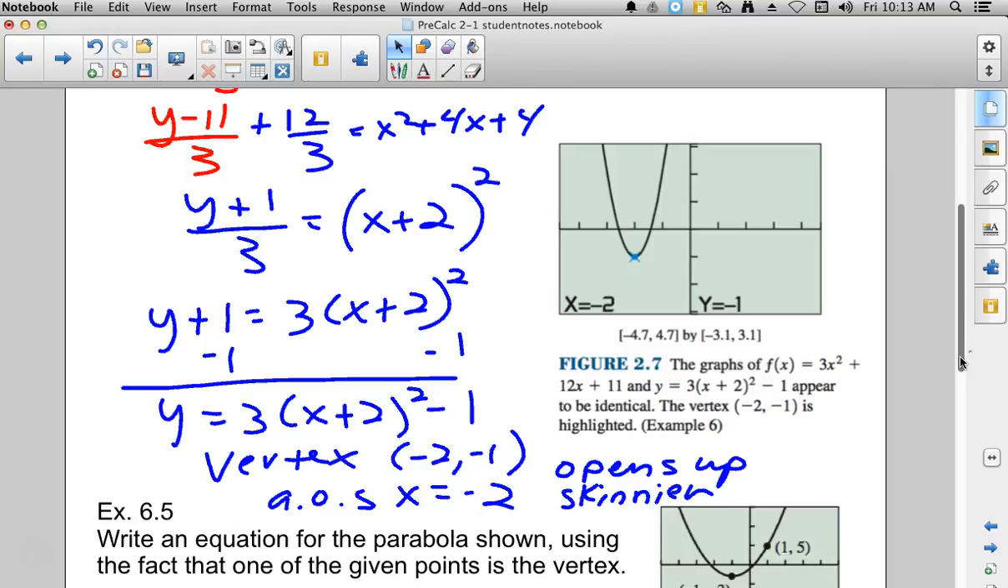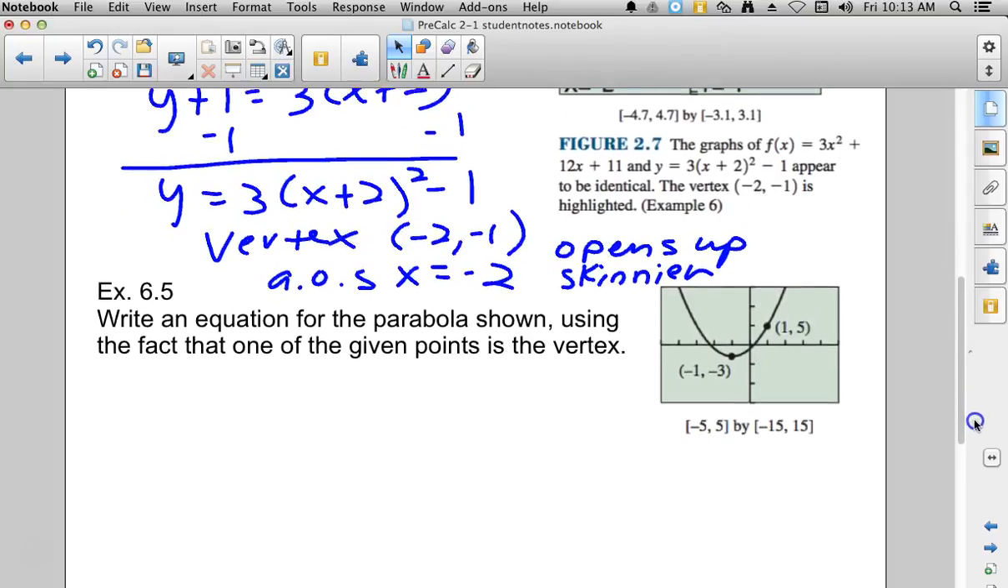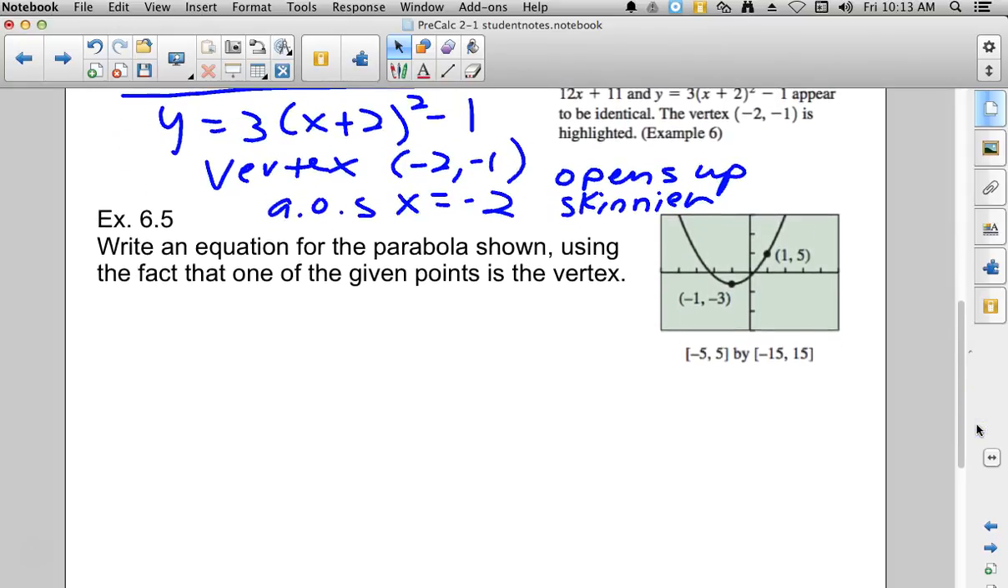So what we see with the graphing calculator needs to match our math so that we know exactly what we have going on. Alrighty. Write an equation for the parabola shown using the fact that one of the given points is the vertex. Like that's some big hint or something. We can see that's the vertex.